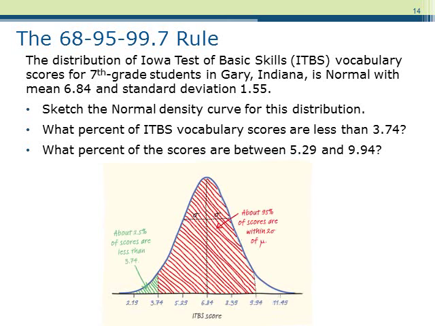Now 3.74 is 2 standard deviations below the mean. We know that about 95% of the observations are within 2 standard deviations of the mean, so about 5% of the observations are outside this range. Furthermore, because of the symmetry of the normal curve, about half of these values will be more than 2 standard deviations below the mean, and about half of them will be 2 standard deviations above. Putting this all together shows that about 2.5% of the scores are less than 3.74.